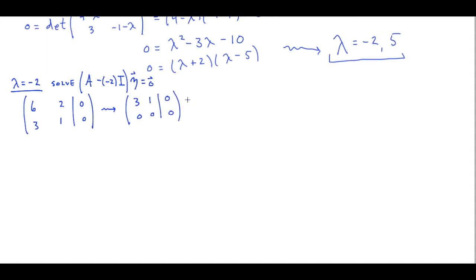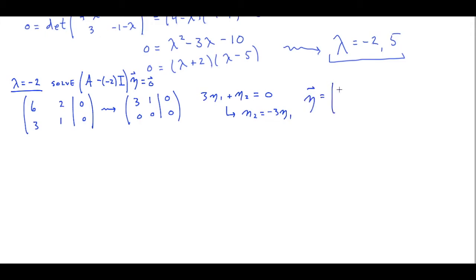And then from this first equation, again, if I think of the components of this eta vector as eta 1 and eta 2, then this first equation says 3 eta 1 plus eta 2 has to equal 0, from which I can quickly derive that eta 2 has to equal negative 3 eta 1. So my eta vector will have the structure.